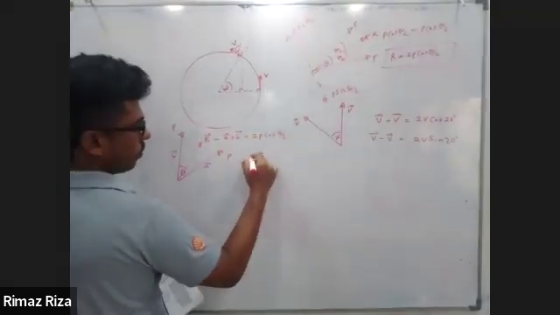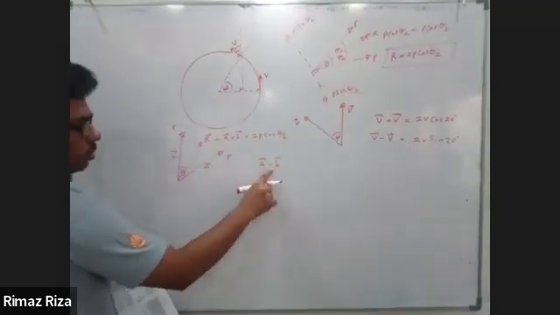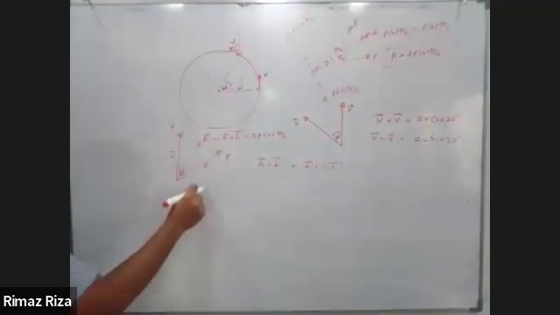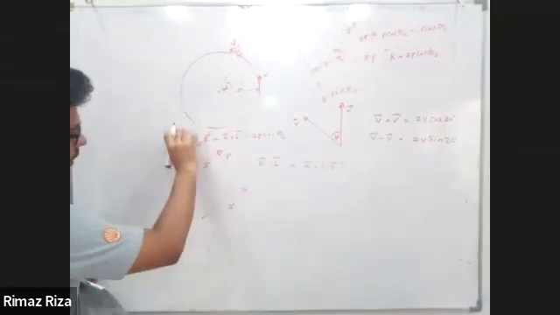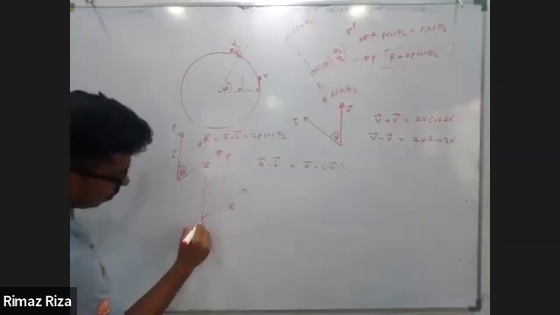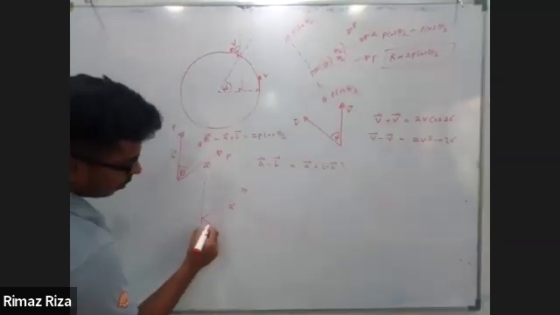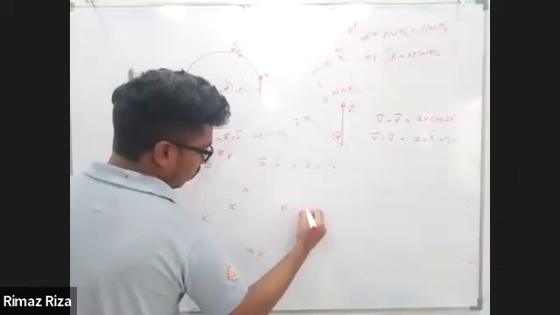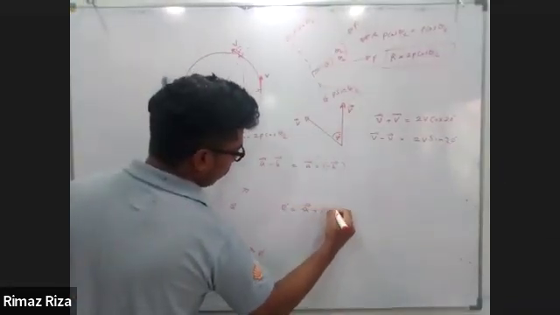Now if you want the difference, a minus b, what do you have to do? This is actually a plus minus b vector. So I keep the a vector as it is, and change the direction of the b vector to the other side. So this is now minus b. Let's call the new sum R dash, which is a vector plus minus b vector.